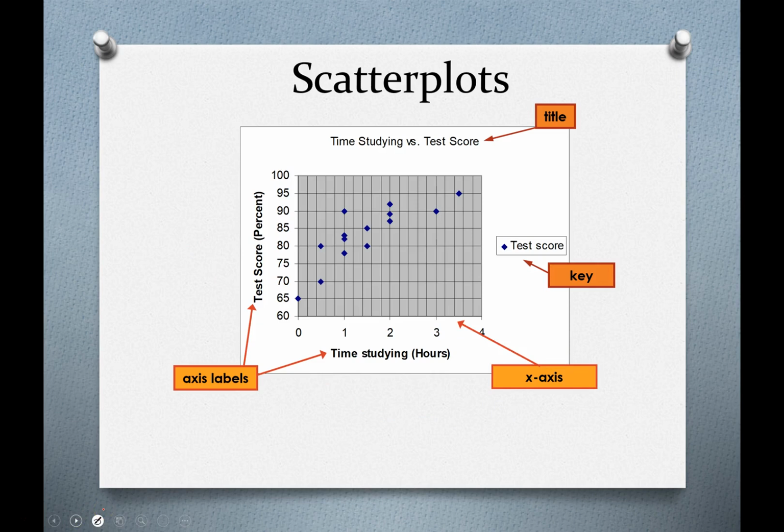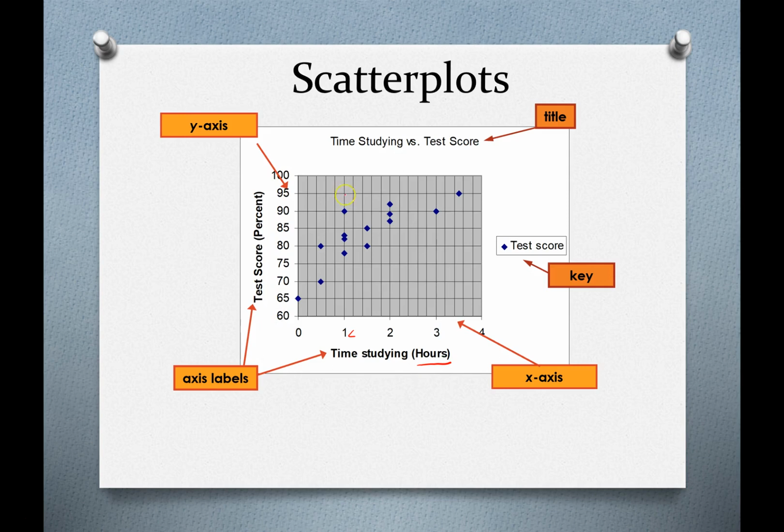You should also label your x-axis, and in this case you've got hours. Notice how there's an even number of increments between these. It doesn't go 0, 1, 7, right? It goes 0 to 1, 1 to 2, 2 to 3. And then you've also got your y-axis labeled, and these are also even increments. In this case, they're increments of 5. It's not right to jump from 60 to 65 and then say 65 to 100. That doesn't make sense. You have to make sure they're even increments.